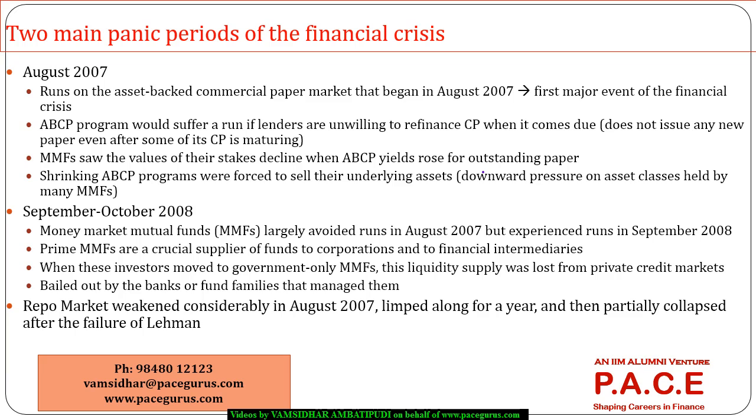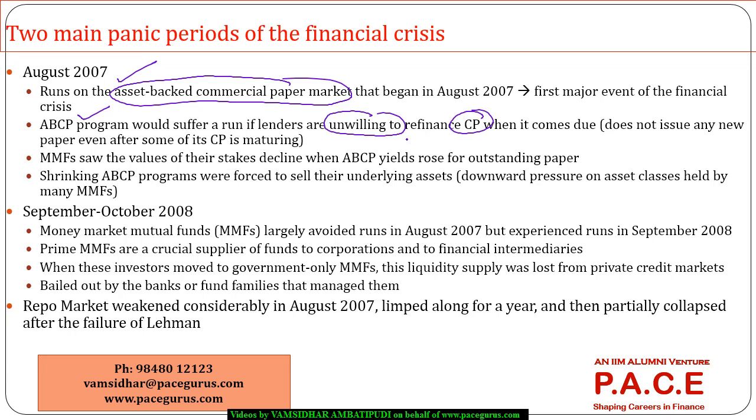And during this period, if I have to talk about the two main panic periods, one I say August 2007, where the entire asset-backed commercial paper market, there was a run on it, and this we can call it as the first major event of the financial crisis. So this entire asset-backed commercial program, why did it get into a big run? Because the lenders were unwilling to refinance the commercial paper.